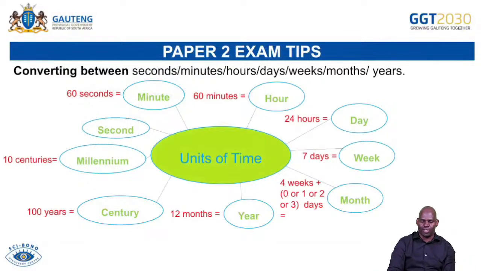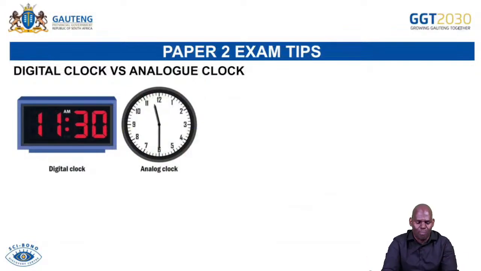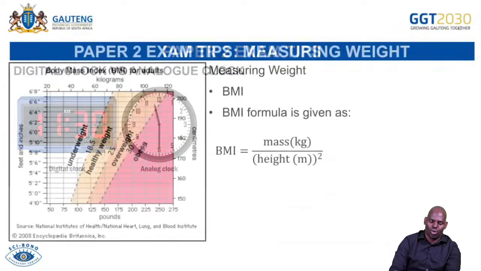Okay, very, very important. We spoke about digital clock and analog clock. So you must know the difference, which one is the digital, which one is the analog, and how to read the time, how to write down the time that is indicated on the digital, and how to write down the time that is indicated on the analog.